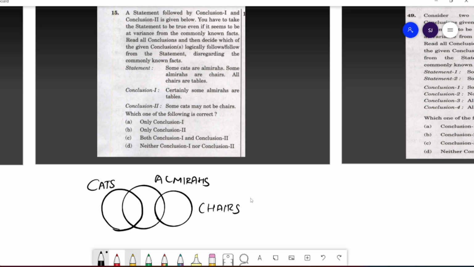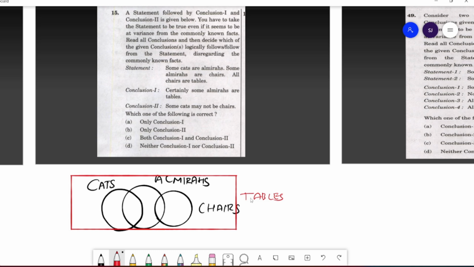All chairs are tables. Okay, so I'll represent this way. So all are represented. So tables, this is complete, all chairs, because all chairs are tables only. So this is fully tables. So now I will check one point and then I will conclude. Certainly some almiras are tables. Whether it is true from this statement, yes, from this diagram, it is true.